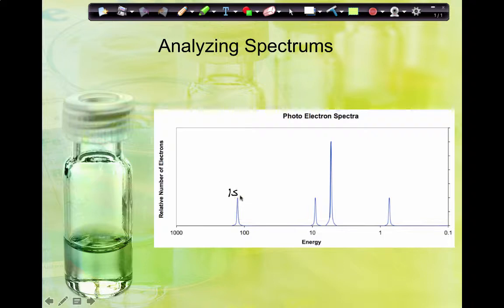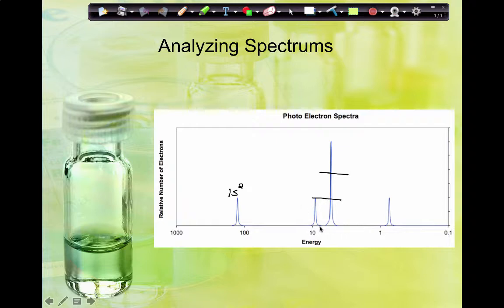Well, when we look at the height of the peak, it's not telling us 1, 2, or so on the y-axis. You're going to look at it relative to another peak. So right here, this peak is about 3 times as tall as this one. So this is going to be 1s2. So there's 2 electrons here.